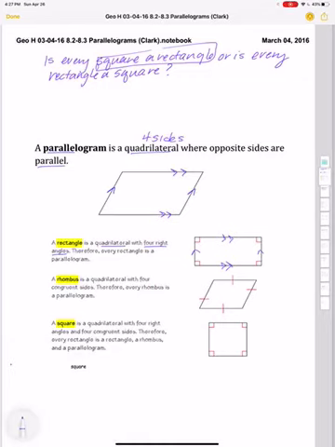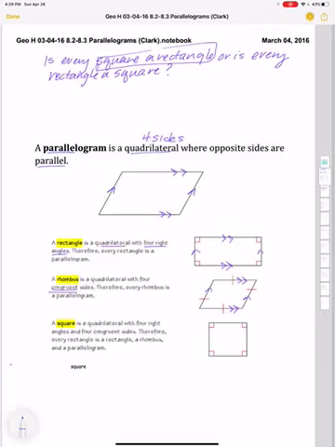A rhombus is another parallelogram, and it has four sides that are congruent. So see how they have the tick marks on them? These are congruent. So this is parallel to this, and this is parallel to this one opposite it, which makes it a parallelogram, but it also has congruent sides. All four are congruent.